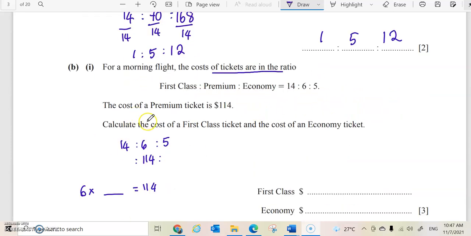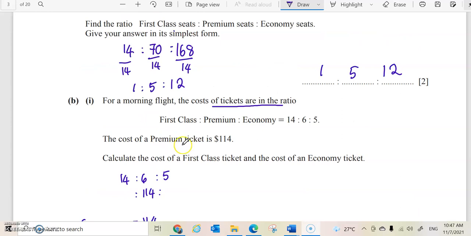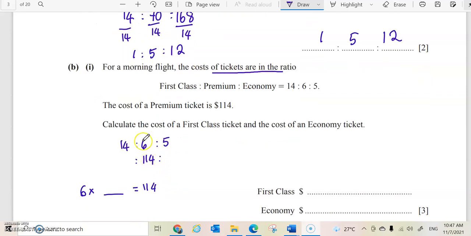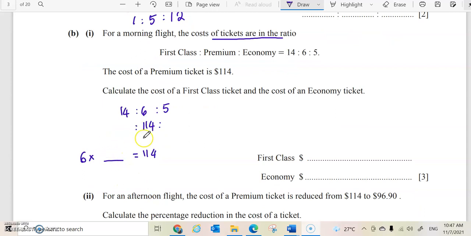Okay, so go to question B1. Okay, the cost of a premium ticket is $114. So, given that the cost of ticket are in the ratio 14, 6 and 5. So, kita dah ada ratio dia 14, 6 and 5. So, dekat sini dia dah bagi satu saja harga untuk tiket, which is premium ticket, $114. So, we make a guessing here.